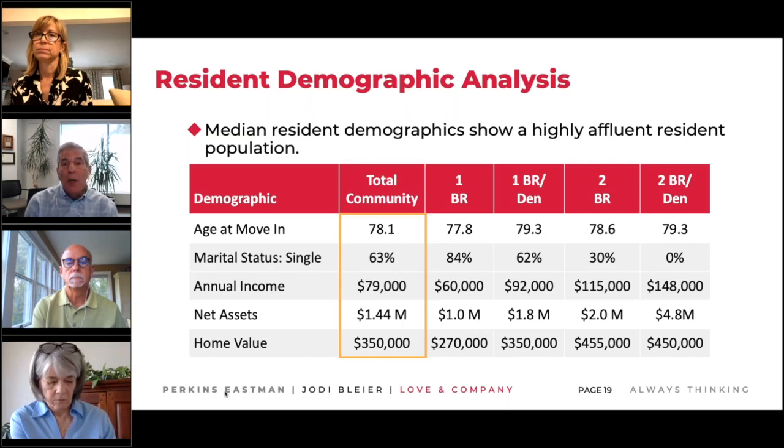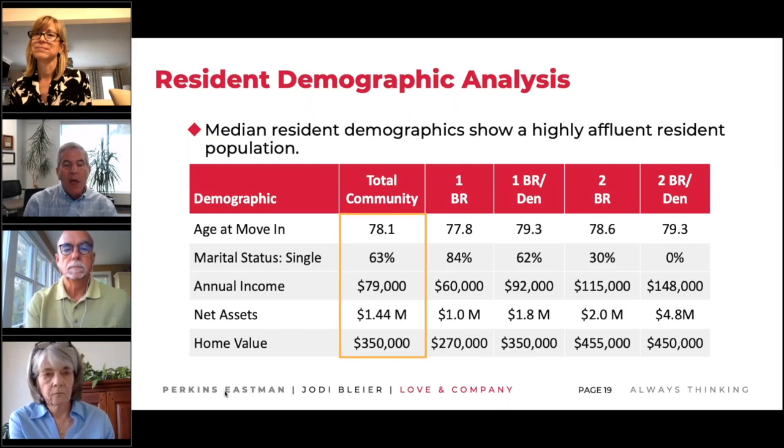Another tool that we use is a resident demographic analysis, really delving into what your prospects, your residents, your buyers really look like, and what can we learn from that to look at the rest of the market in more detail. And in this case, the typical resident was a little bit younger than many communities, pretty affluent. Back several years ago, it was incomes of around 80,000, net assets close to 1.5 million, home values around 350,000. So we're drawing a fairly affluent prospect.